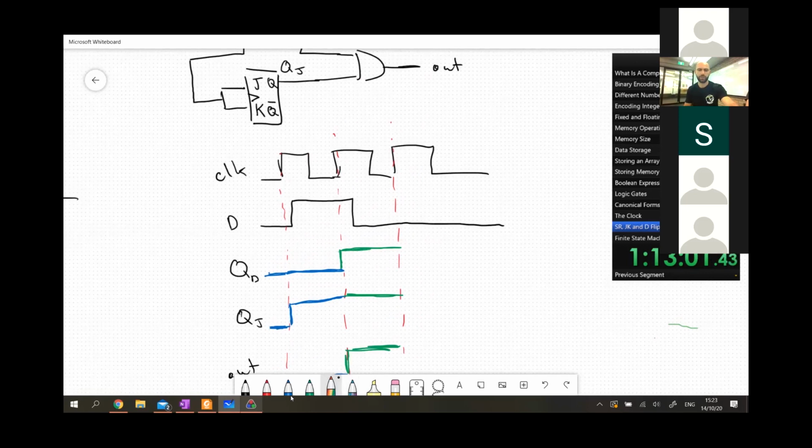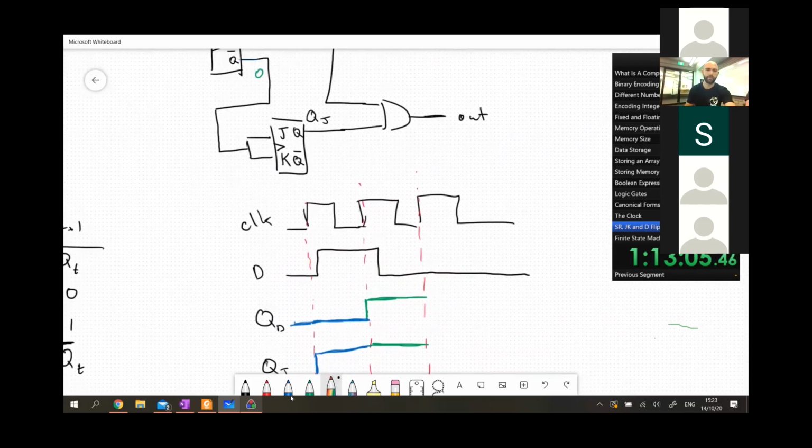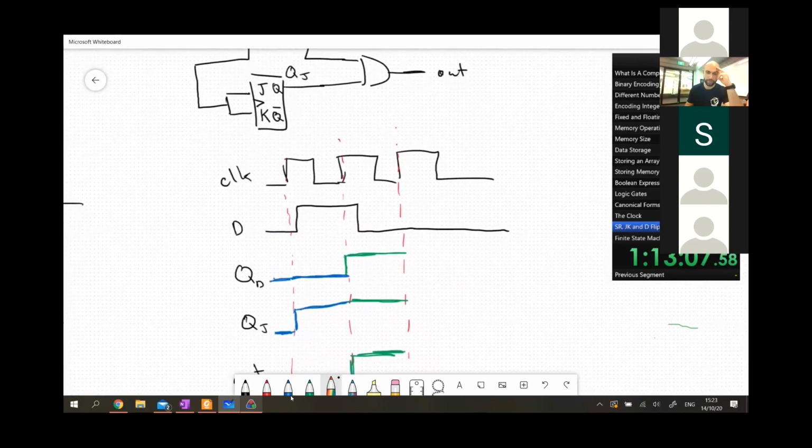I'll use this multicolored pen. So D's gone back to 0, which means that QD, when it's evaluated, is 0. So, oh, it's a glitter pen. That's cute.